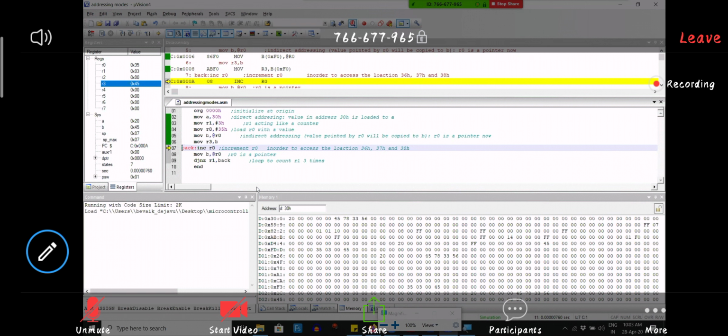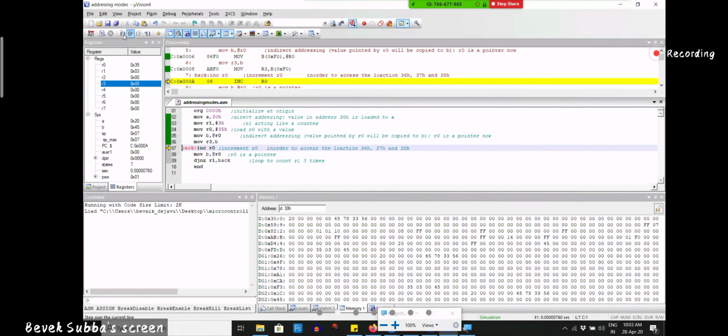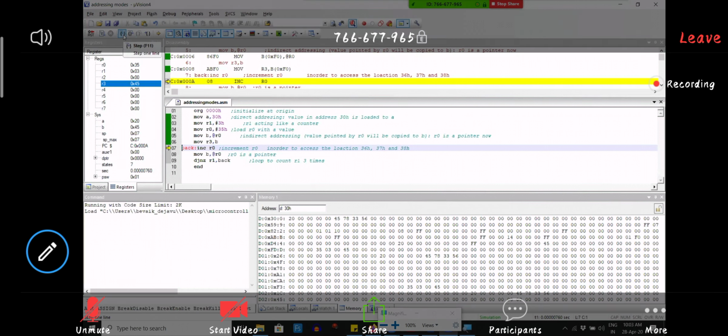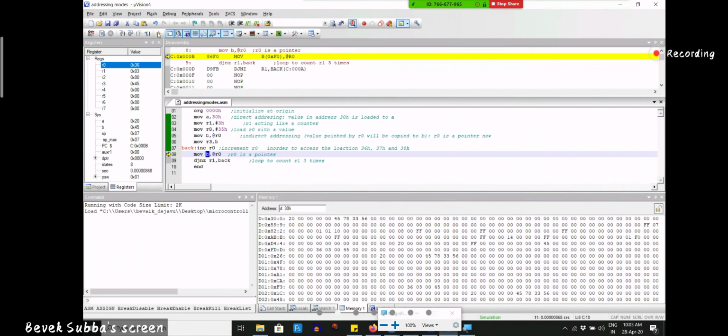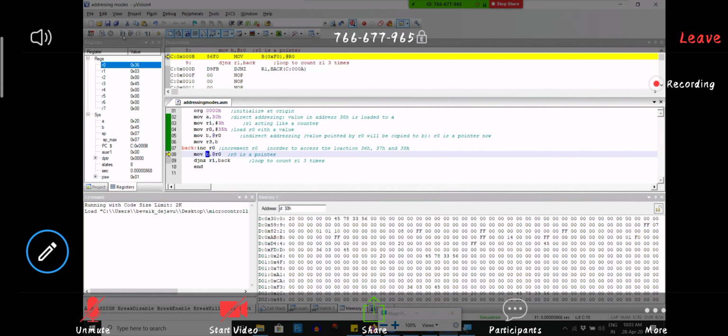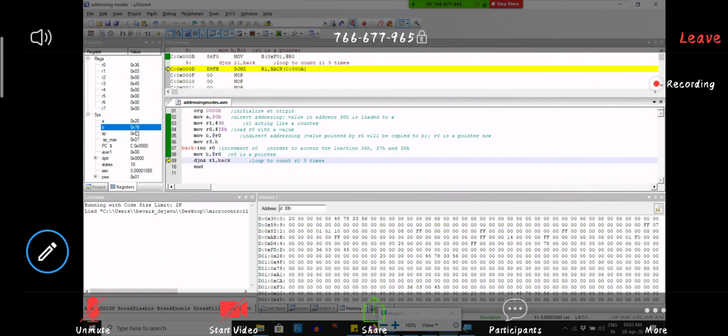Now what will be the value of R0? Increment R0 means 36. Now what will be the value of B? It will be 78, because the next location has 78.